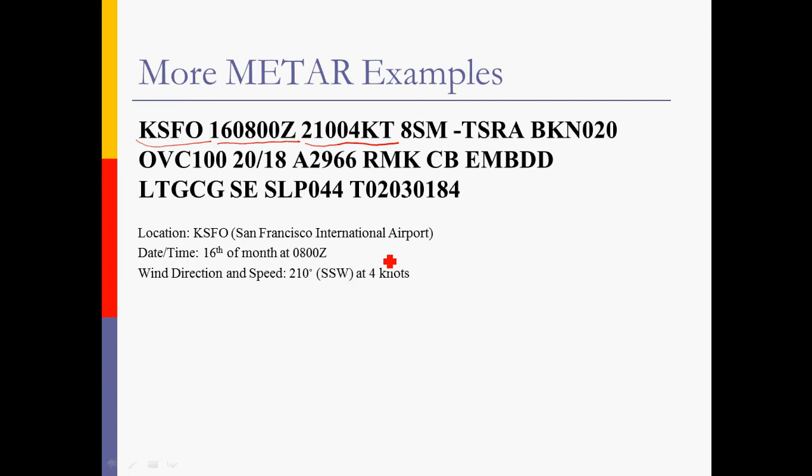Okay, so we've decoded the first 3 pieces of information. The next we have 8SM. What do you think that is telling you about? Well, that's telling you about visibility, because the SM stands for statute miles. So the visibility was 8 statute miles.